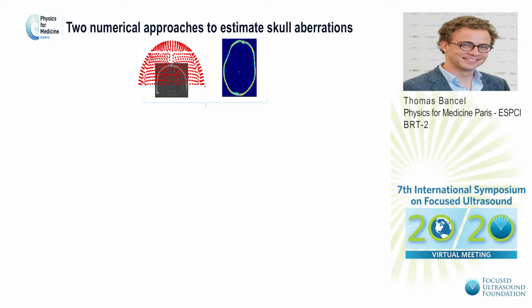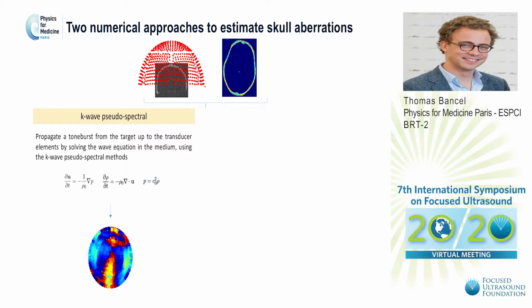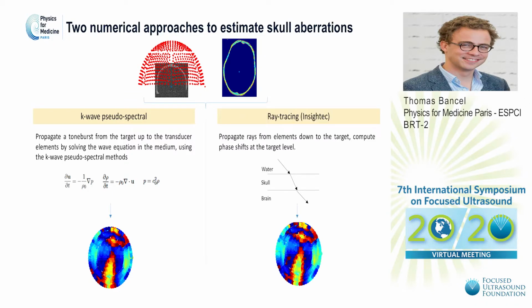So the idea is to compare here two numerical approaches. One is the K-wave pseudospectral that we use in the lab, and the other one is ray tracing. Both start from the same inputs, a CT, a probe, and a target, and a modeling of the acoustic properties of the skull based on the CT. On the K-wave side, you solve the wave equation using K-wave, and you compute the phase shift at the probe level.